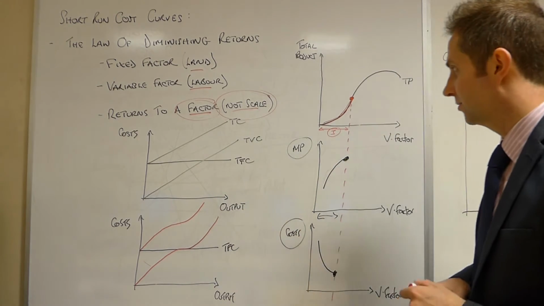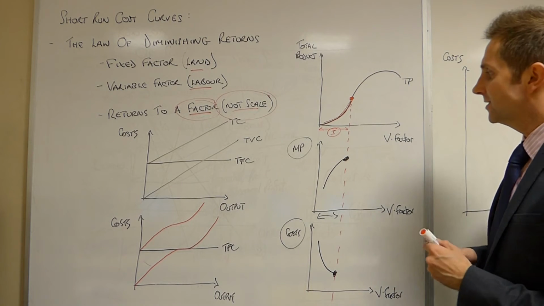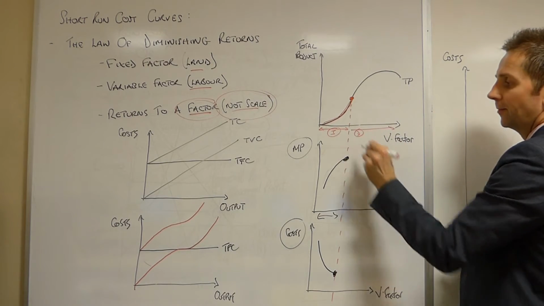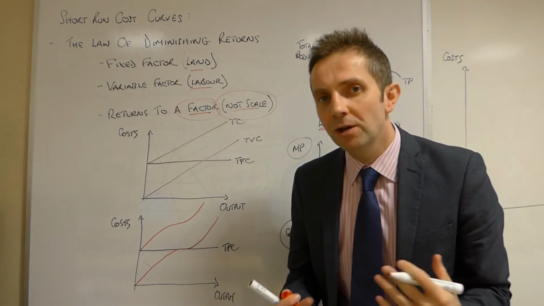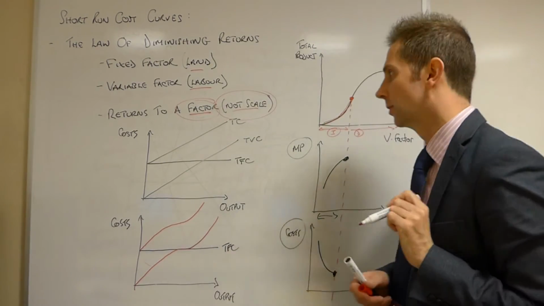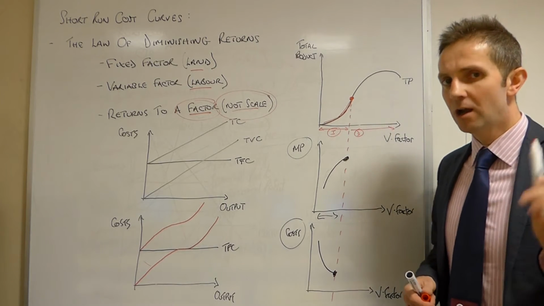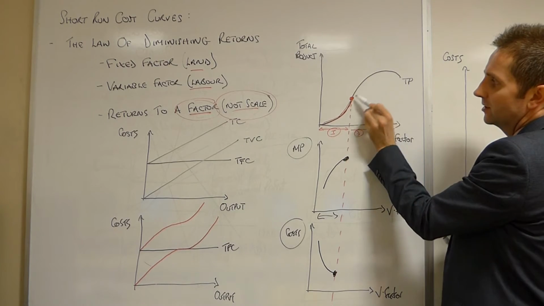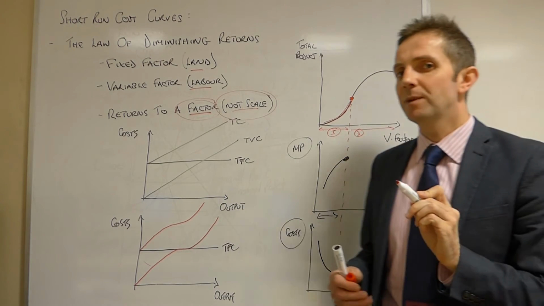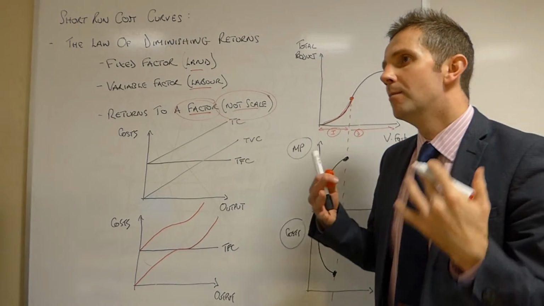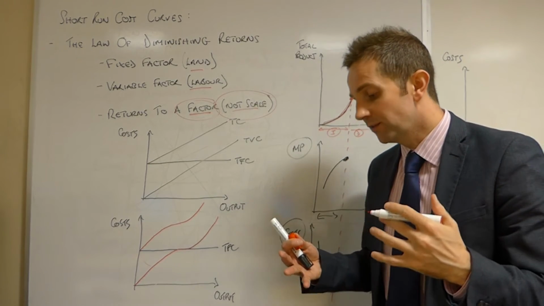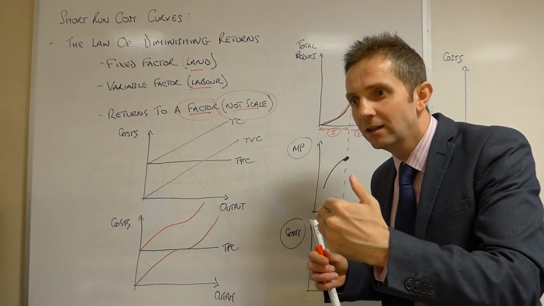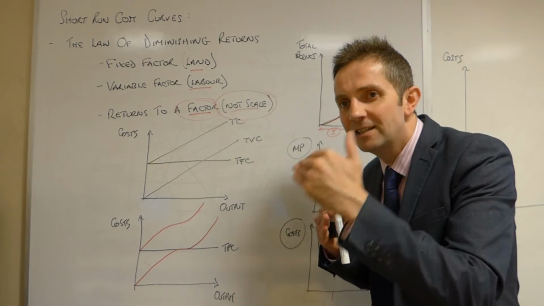Okay, so that's us started on that. We can then say that from this point onwards, we have diminishing returns to a factor. How do I know that? I know that because the curve is now starting to level off, which means that as I employ more units of labour, the additions to output, whilst they are increasing, they're starting to increase at a decreasing rate.